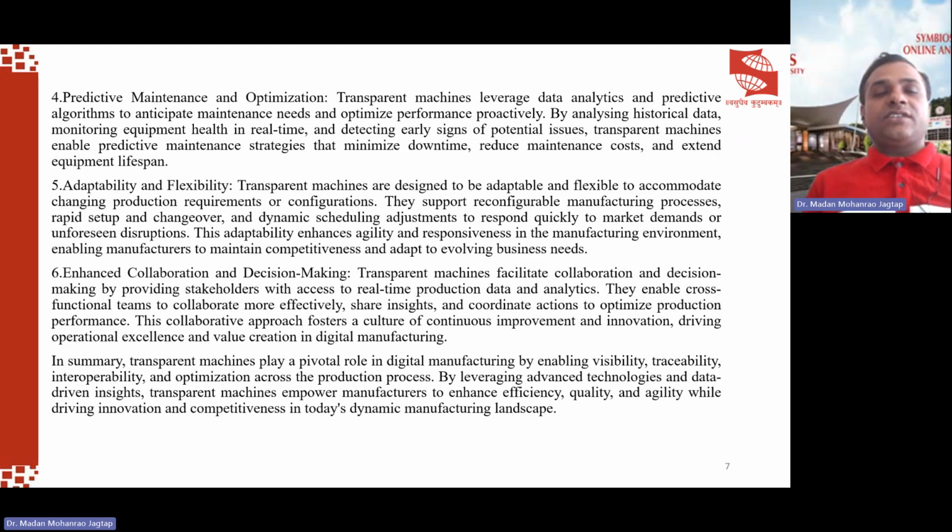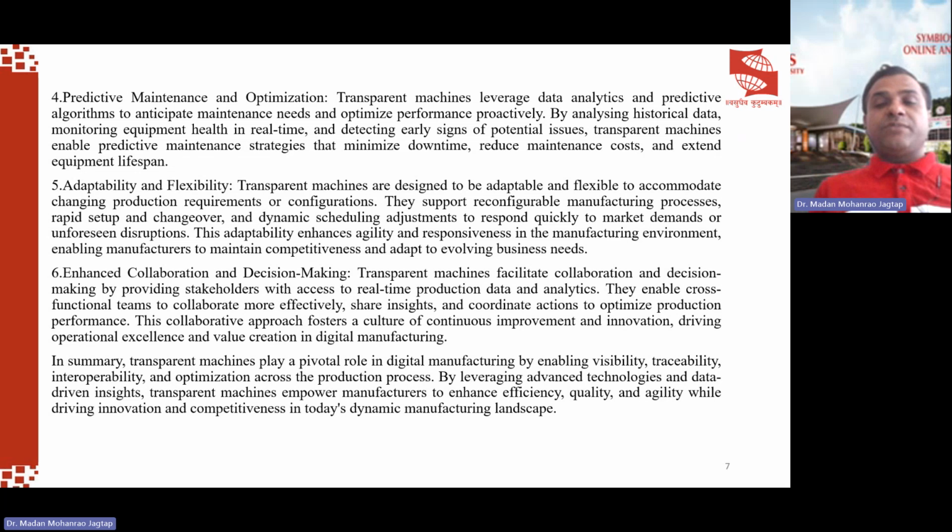So when we say these transparent machines are adaptable, they enhance agility. Whatever customer requirement, they are ready to fulfill, and they are very responsive. Whatever command or requirement is there, they respond to it. So they are very responsive in the manufacturing environment, enabling manufacturers to maintain competitiveness and adapt to evolving business needs. Whatever business need is there, whatever competencies the other industry has, that can be fulfilled with the help of these transparent machines. Then enhanced collaboration and decision making.